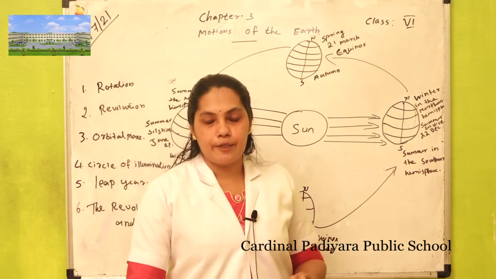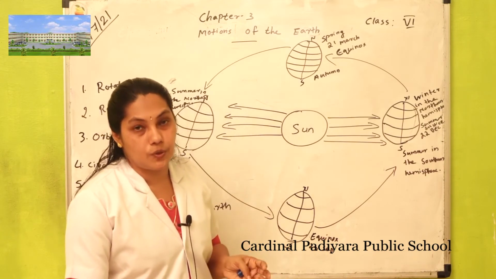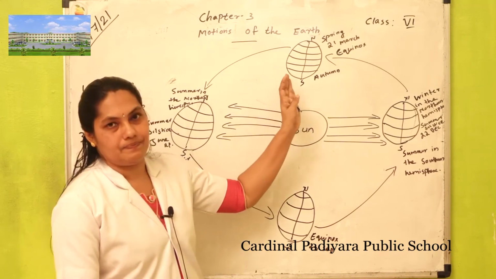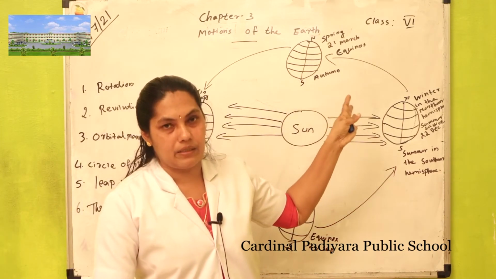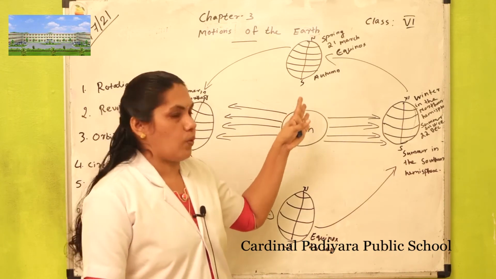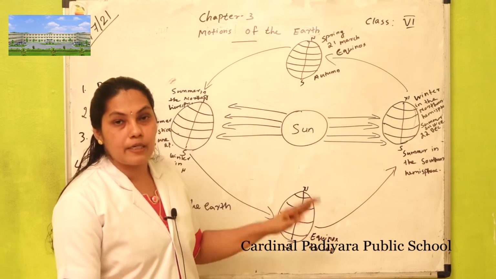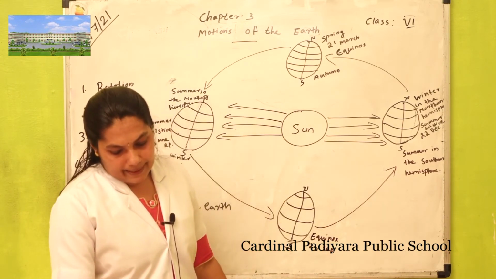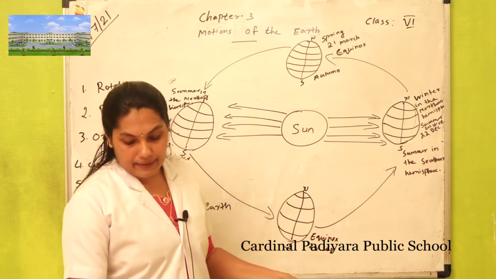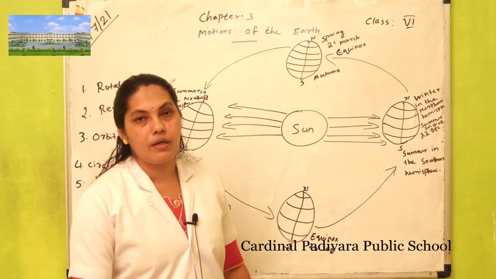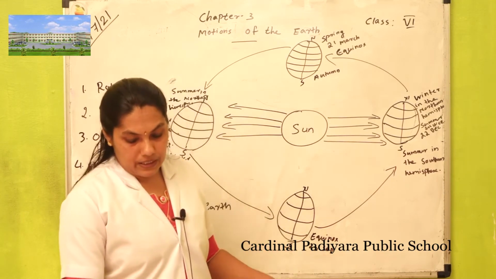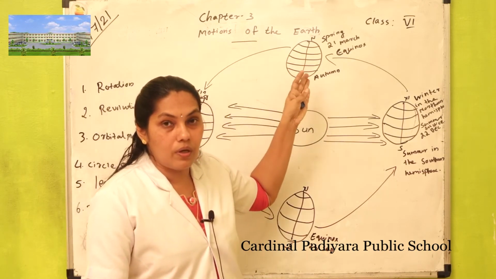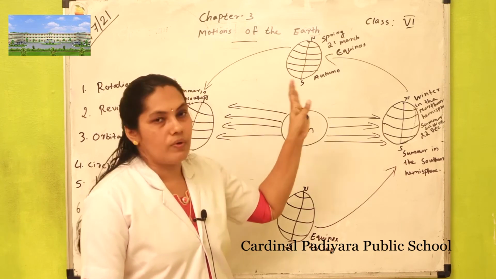On 21st March and 23rd September, the direct rays of the sun fall on the equator. At that time the equinox happens. In this position, neither of the poles is tilted towards the sun, so the whole earth experiences equal days and nights. This is known as the equinox: equal days and nights all over the world.